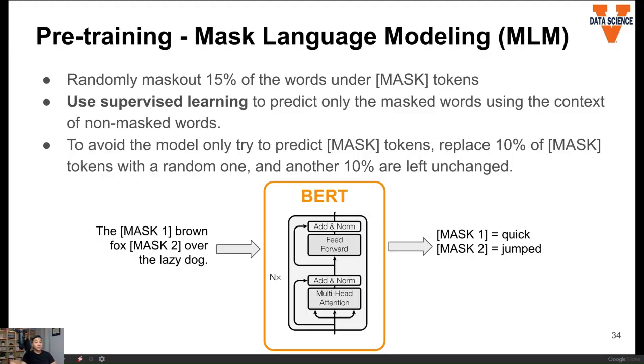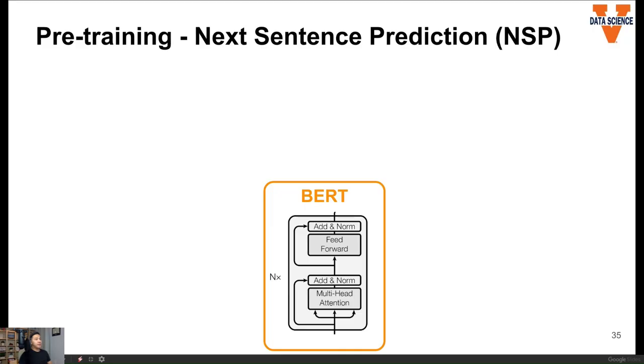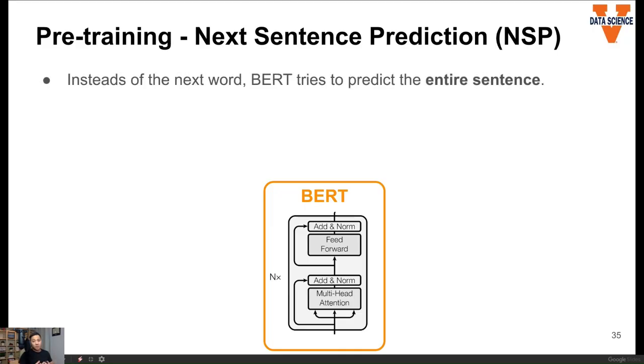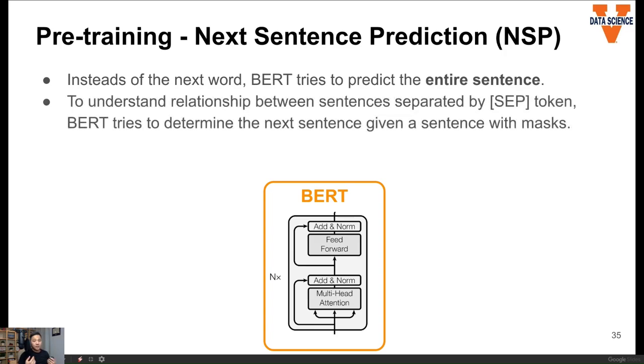And you can think about this: because it's done randomly, it can generate basically lots and lots more training data to learn these masked words. Right? So it's kind of almost supervised learning, but it's more self-supervised learning here. The next way it does it is using next sentence prediction. So not only is BERT trying to predict the next word, BERT is actually trying to predict the entire sentence. And in order to do this, it needs to understand the relationship between sentences separated by a SEP token. So BERT is trying to determine whether the next sentence follows, given a sentence with masks. Right?